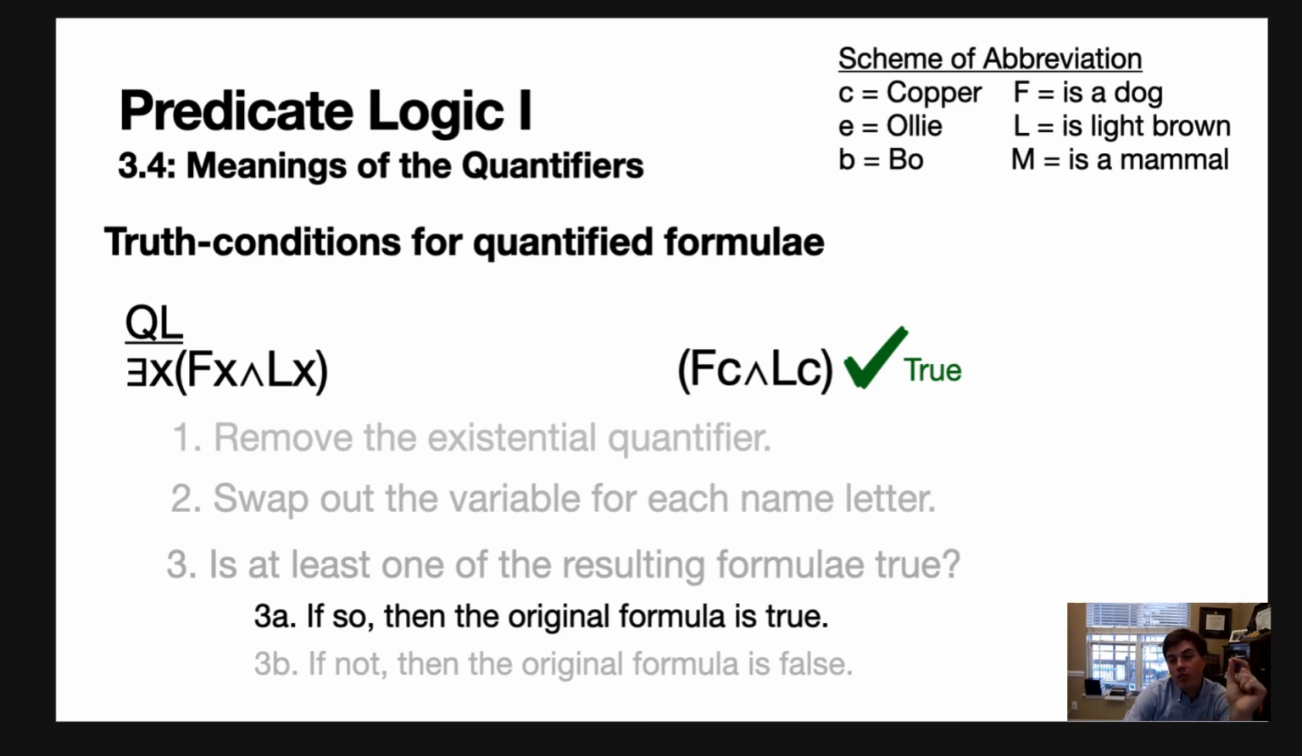And if you can find even one substitution instance that's true, it doesn't matter what the truth values of the rest of them are. They may all be false. So for example, if you swap in lowercase b, you'll get something false here, because Bo is not a light brown dog. Bo is a dark brown dog. But that doesn't matter, because all the quantified sentence says is that something is both a dog and light brown.